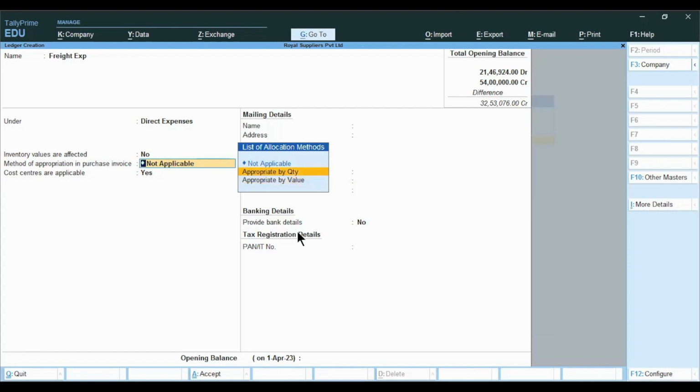So it is based on any type of calculation, depending on whatever methods you have selected in your company. So I am selecting this appropriate by quantity. Cost centers are not applicable. I'm pressing No, I don't want to enable the cost center feature for this expense, and pressing Ctrl+A.